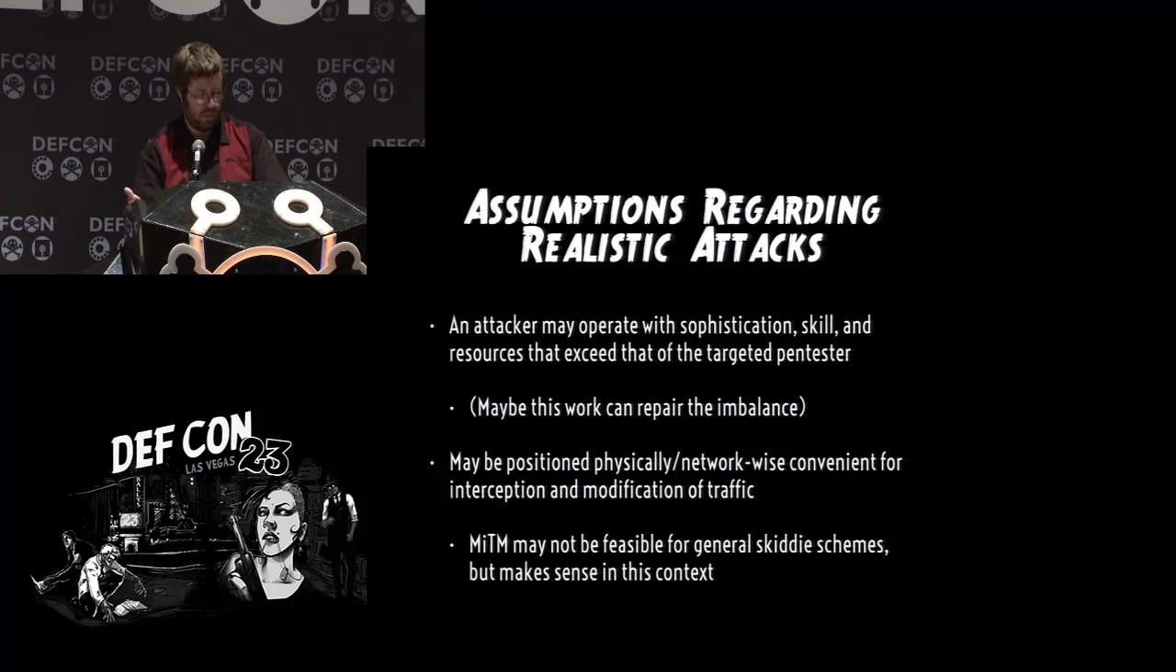And for the sake of addressing the man in the middle type situation, we have to assume that an attacker can be positioned physically or network wise conveniently for the interception and modification of traffic. And so if you're launching a penetration test across the internet, there is no telling how many hops there are between you and that target. And each one of those hops represents a point at which somebody can intercept that, somebody can change that.